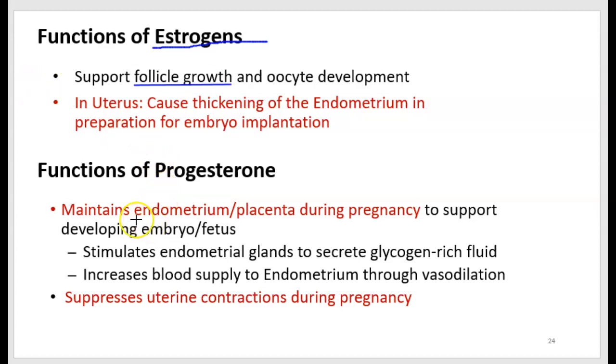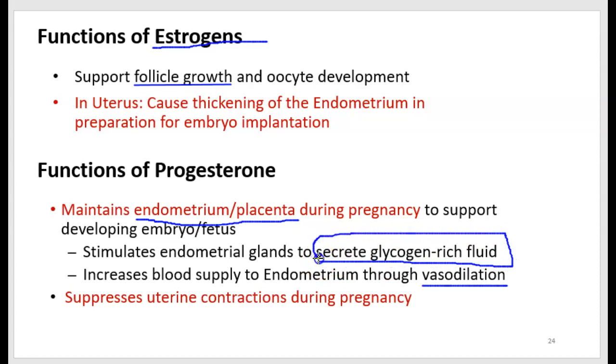Progesterone maintains this endometrium as well as a placenta during pregnancy. It increases the blood supply to the endometrium through vasodilation. It causes the endometrium to secrete glycogen-rich fluid that helps nourish the developing embryo. But another function is to suppress uterine contractions during pregnancy so that premature birth doesn't occur.